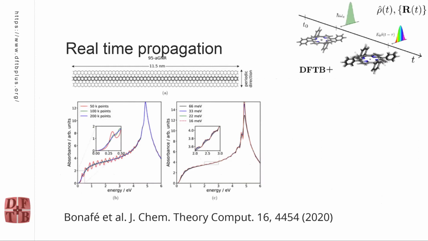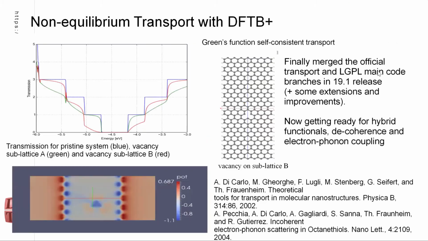Okay, real-time propagation I mentioned. One of the fun things you can do with this is kick the system and watch what happens when things evolve. So you can hit, say, a molecule with a pulse and have a look at how the atoms in the molecule are going to respond and show dynamics for this. And we can cover some cases for periodic systems, but a lot of the applications so far have been for molecular cases. I mentioned transport. So non-equilibrium Green's function technology is a little bit more unusual in terms of codes.